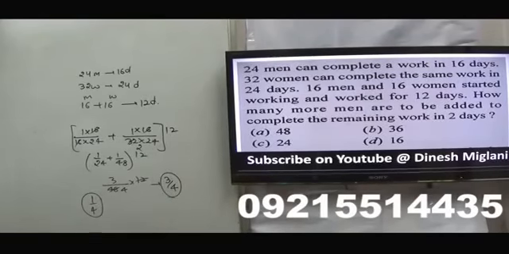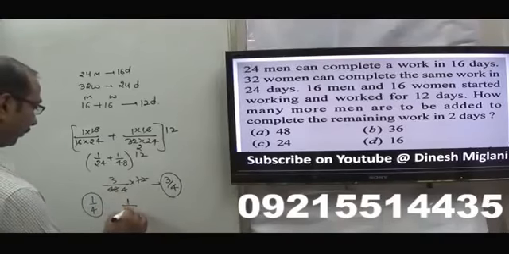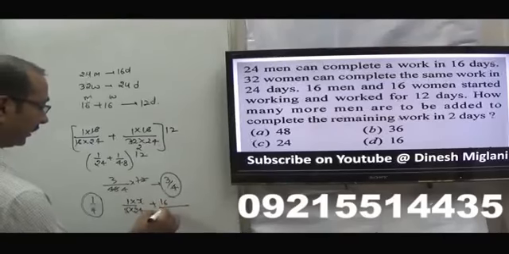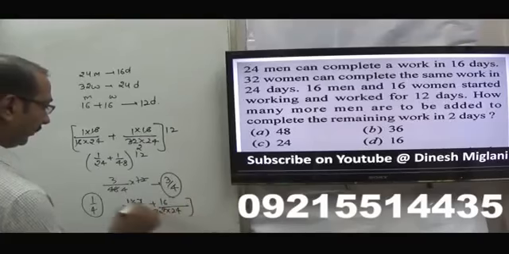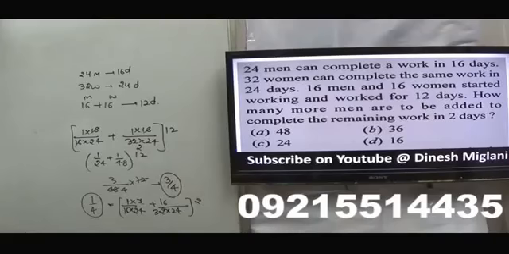Now if I talk about their 1 day's work, since we are concerned with how many more men are required, their 1 day work is 1 by 16 into 24 times x men. Let us say the men are x and the women are the same, 16 by 32 into 24. And we can say their 2 days work is equal to 1 by 4. That's my question now. Based on that, I have to find the value of x.